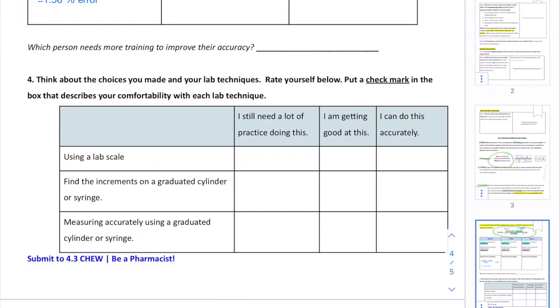Number 4, think about the choices you made and your lab techniques. Rate yourself below. Put a check mark in the box that describes how comfortable you are with each lab technique. So using the lab skill, finding the increments on a graduated cylinder or syringe, measuring accurately using a graduated cylinder or syringe. Just put a check mark in the box that applies to you for each of those. Do you think you still need a lot of practice, or you are getting good at this, or you can do it very accurately? And then submit that to 4.3 CHEW. Thanks.